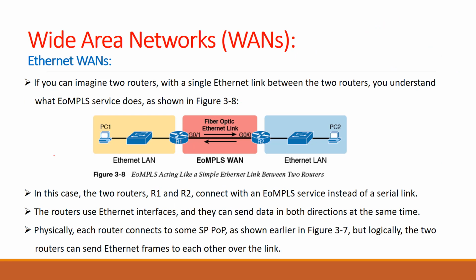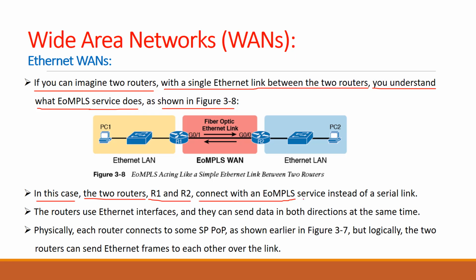So for Ethernet WANs, if you can imagine two routers with a single Ethernet link between them, you understand what Ethernet over MPLS service does, as shown in the following figure. In this case, the two routers R1 and R2 connect with an Ethernet over MPLS service instead of a serial link. The routers use Ethernet interfaces, not serial interfaces like in the case of leased lines. And they can send data in both directions at the same time.